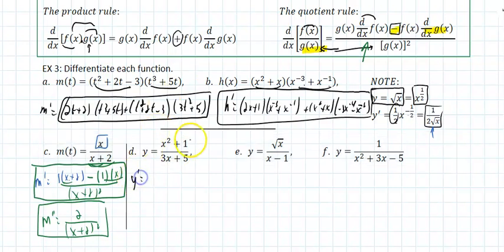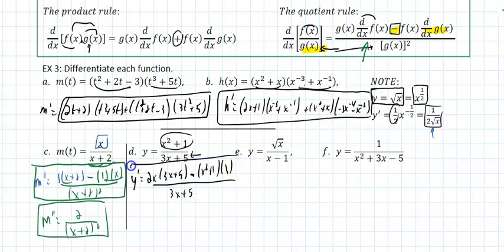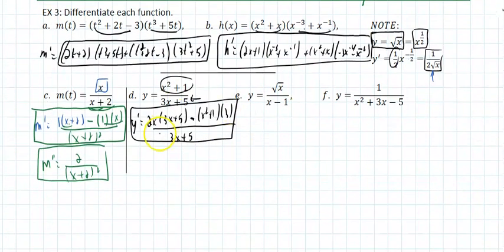Y prime is the derivative of the top, that's 2x, times the denominator, minus the top times the derivative of the denominator, which is a 3, all over the bottom squared. Again, on a homework or on the exam, you could leave the answer like that. So anything I box is accepted on a test. Here you're going to have to clean it up for the homework.